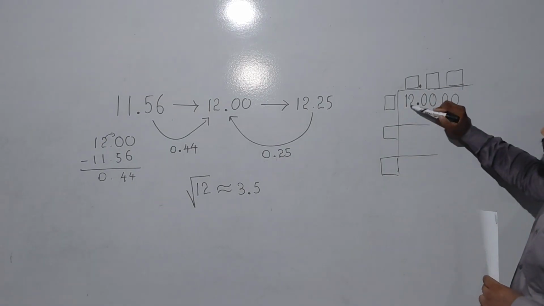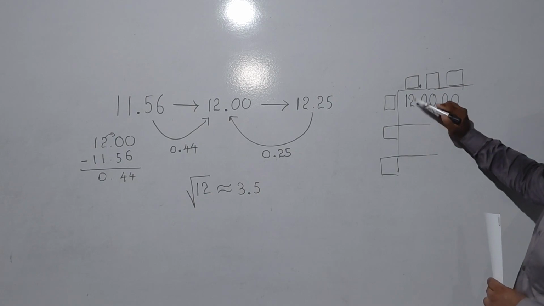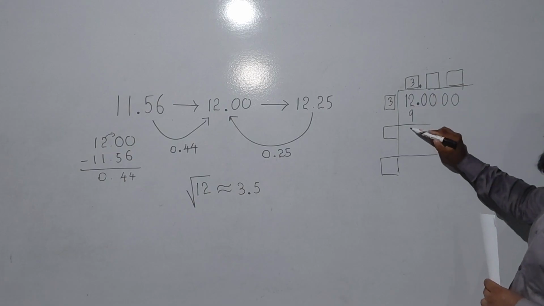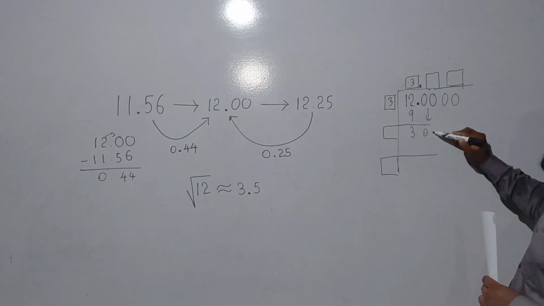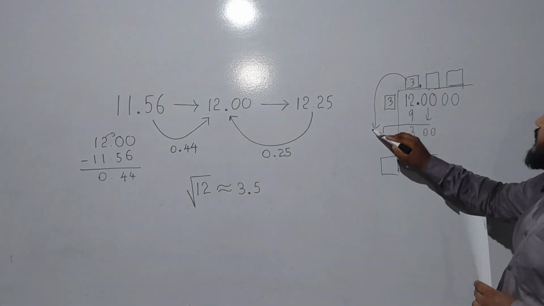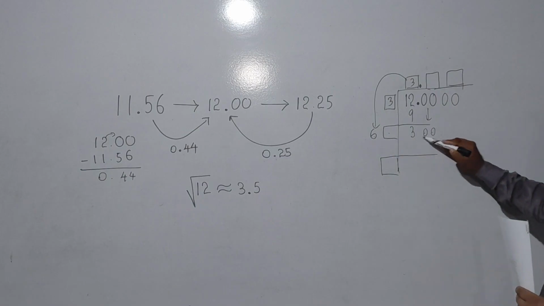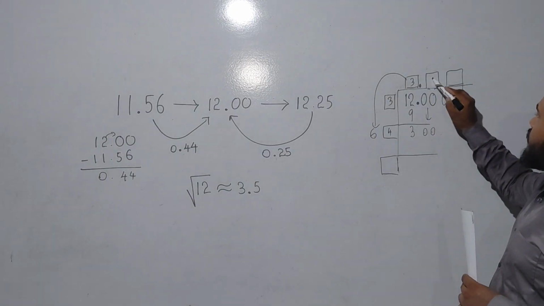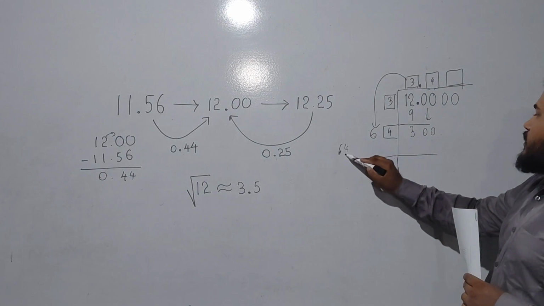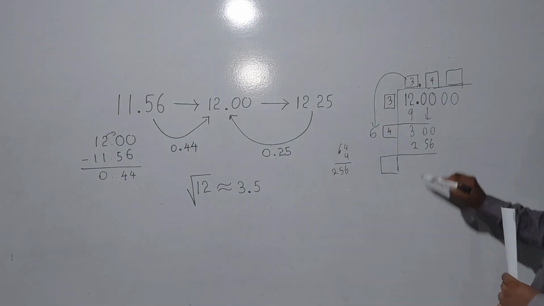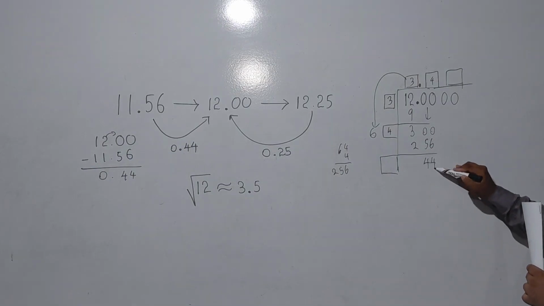What is the square value that does not exceed 12? It's 9. 3 into 3 becomes 9. 12 minus 9 becomes 3. Take these two zeros down and write the double of this value. 3 into 2 is 6. 60 what does not exceed 300. You know 60 into 5 is 300. So we should write 64 into 4. 64 into 4 will give you 256. So write 256 here. 300 minus 256 is 44.